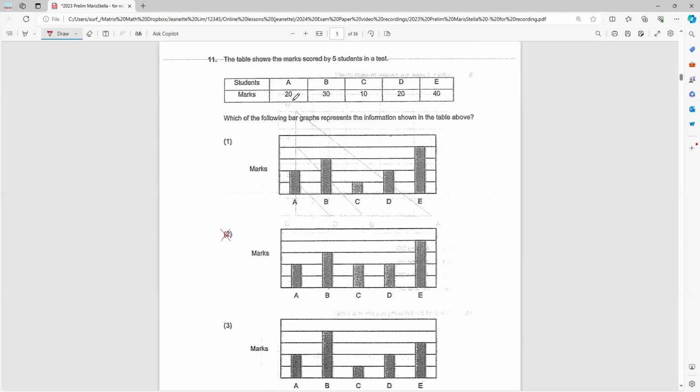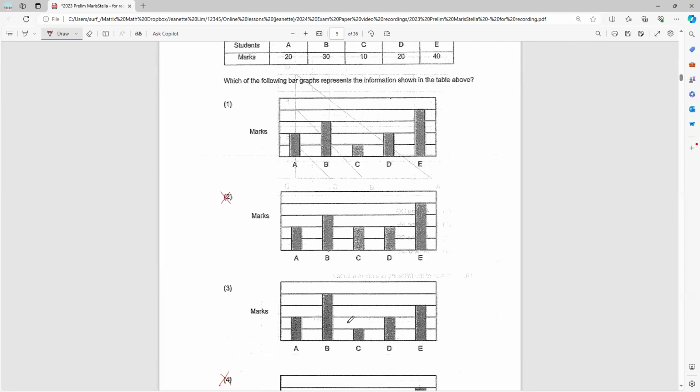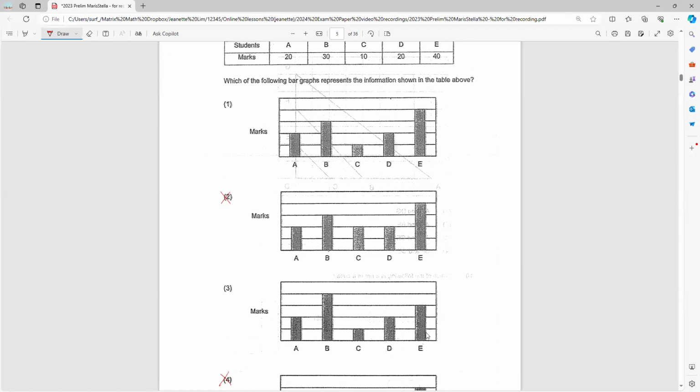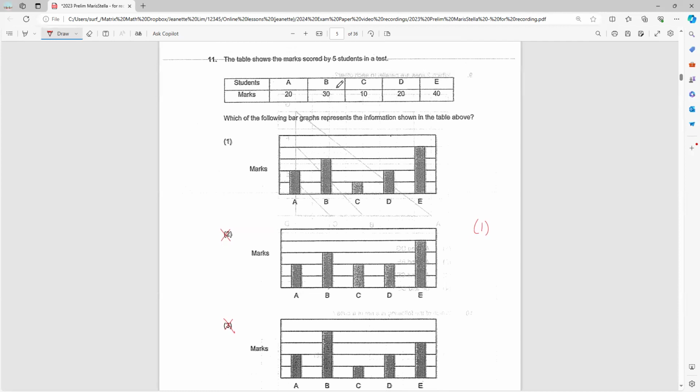A and B are equal. A and D equal. A and D also equal. What's the difference between this and this? Sorry, E is the highest, right? So this E is the highest. This E is not the highest. So 3 is out. So the answer is 1. Look for distinct points to help you eliminate so that it's easy to see. You don't need to look at everything at once.